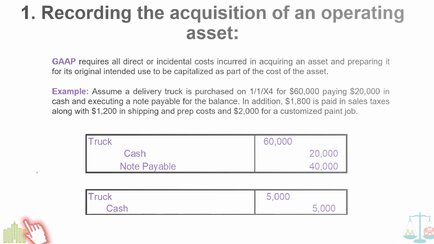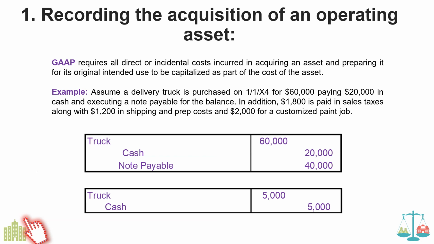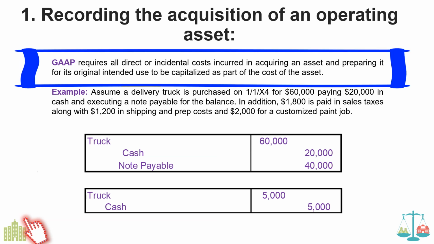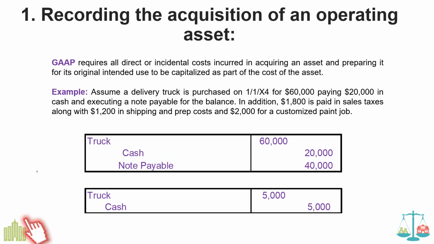Let's begin by discussing the issues involved in recording the acquisition of a long-term asset. Here is the rule that governs this accounting as established by generally accepted accounting principles. GAAP requires all direct or incidental costs incurred in acquiring an asset and preparing it for its original intended use to be capitalized as part of the cost of the asset. In other words, we're going to include any costs directly incurred to acquire an asset or get it ready for its original intended use as part of the cost of that asset.